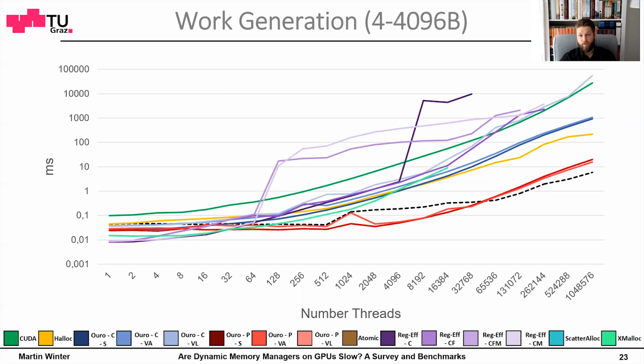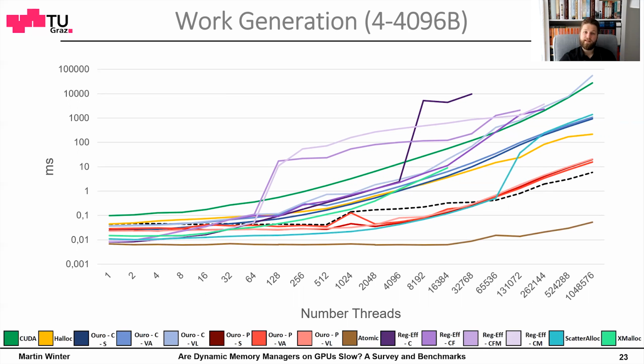But page-based Oroboros, as well as ScatterAlloc, perform much better and even outperform the canonical baseline up to 50,000 threads, with page-based Oroboros even staying close up to millions of threads. This clearly shows that at least some memory managers can compete with the canonical approach, and should present a viable option going forward.